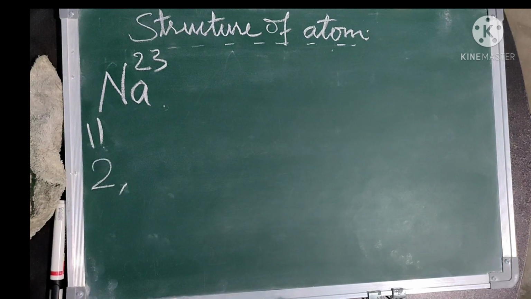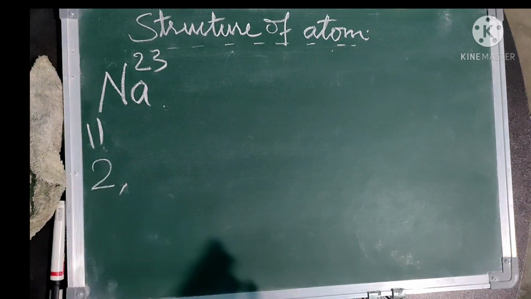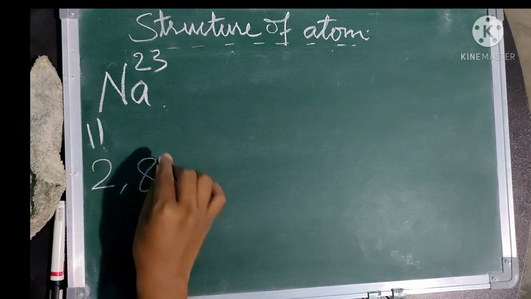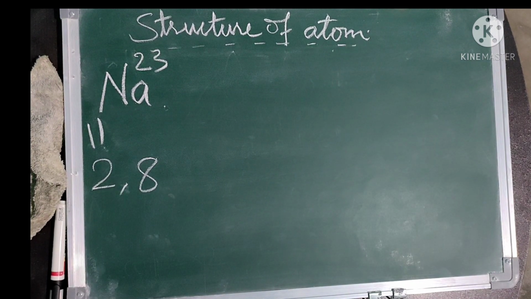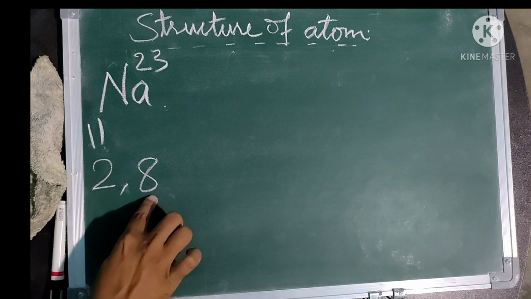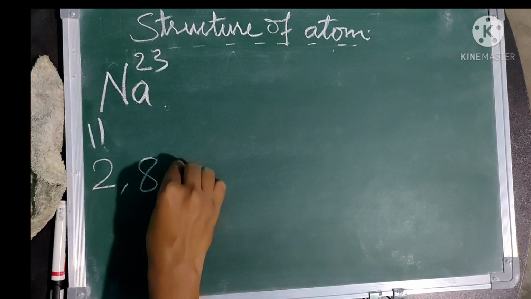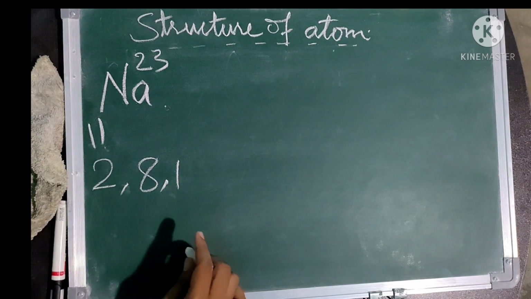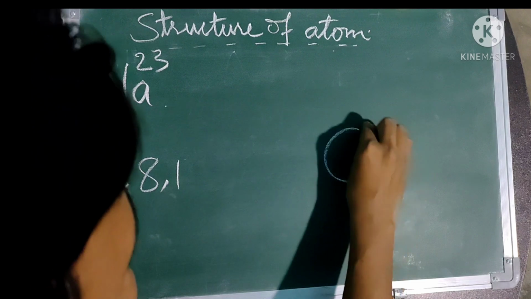So actually you can recall a few minutes back I had told you that maximum capacity of the second shell is 8 electrons. So the sodium atom will have 8 electrons in its second shell. Now you can add up 2 plus 8, that is 10. So the remaining 1 electron will go into the third shell, and hence we will have the electronic configuration like this, 2, 8, 1, and the structure of atom will look like this.